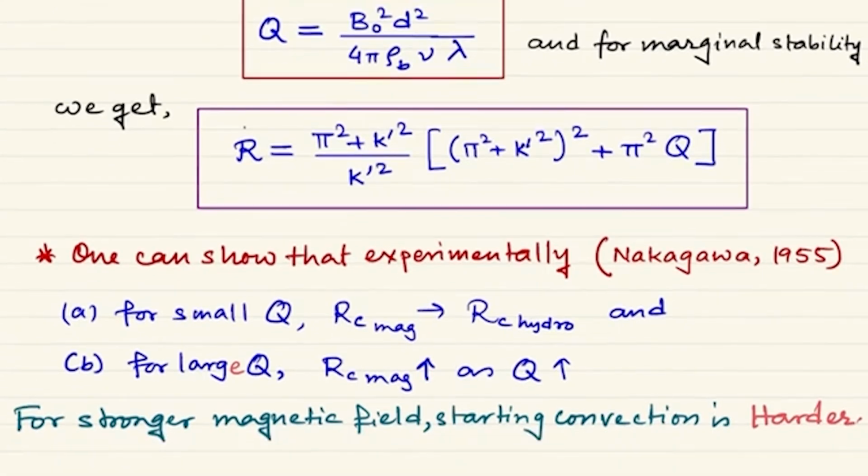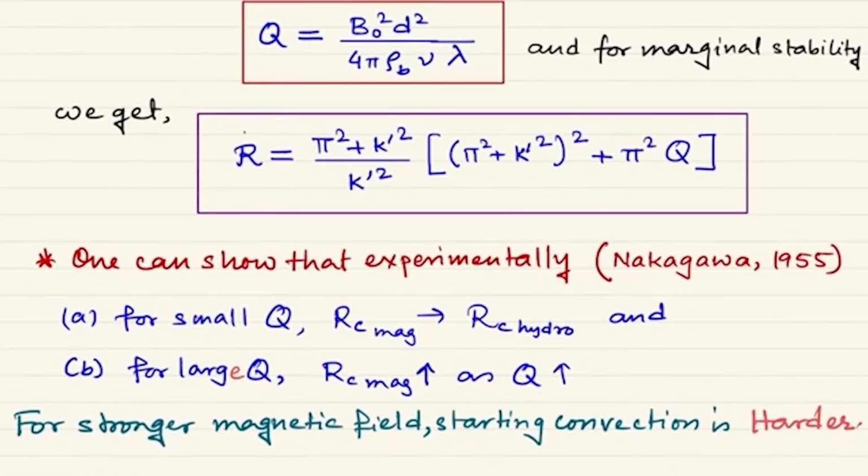What is the meaning of that? The meaning is simply that if your Q increases, that increases your critical Rayleigh number. That simply says that for a stronger magnetic field, you have to arrange for a greater temperature gradient to have a convective instability. That means starting convection is comparatively harder.